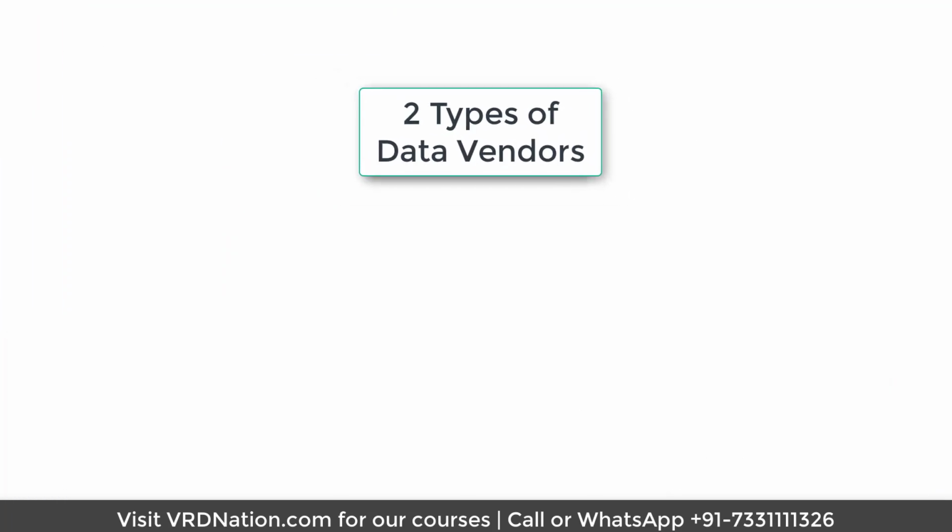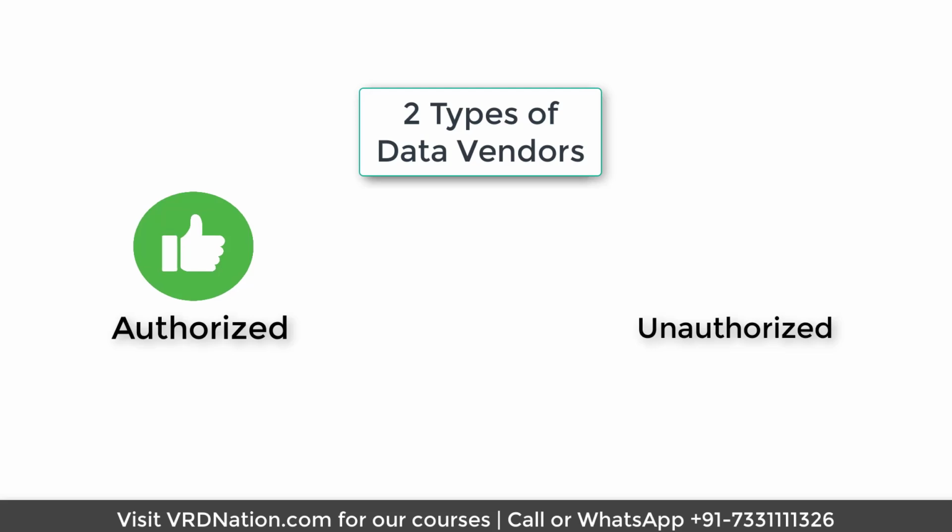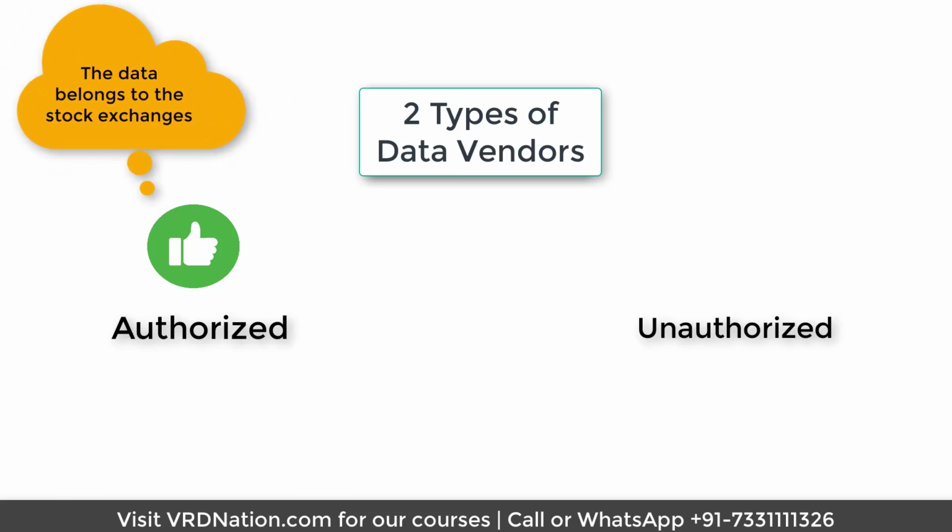Now there is one thing that you need to keep in mind: there are two types of data vendors. One is authorized and the other is unauthorized. The authorized data vendors have permission from the stock exchanges to distribute their data. See, the data belongs to the stock exchange. The ownership of the data lies with the stock exchange. So only the stock exchange can tell which company is authorized to distribute the data and which companies cannot. We already talked about Global Data Feeds, which is an authorized data vendor.